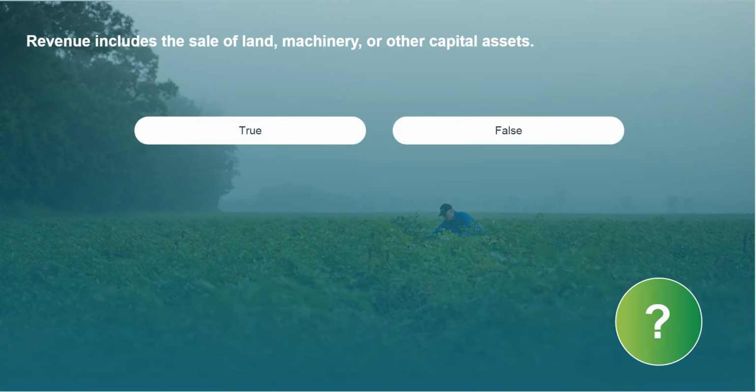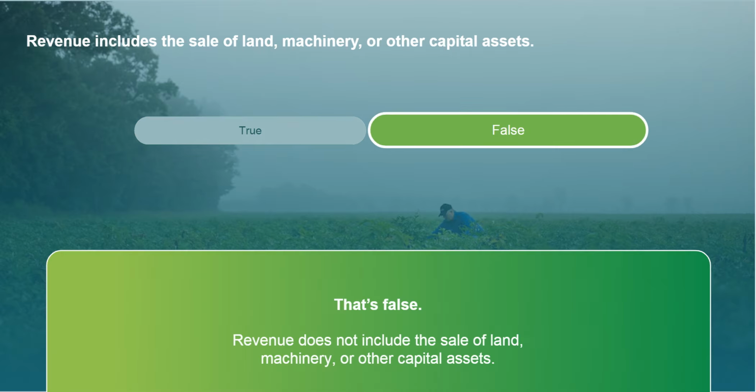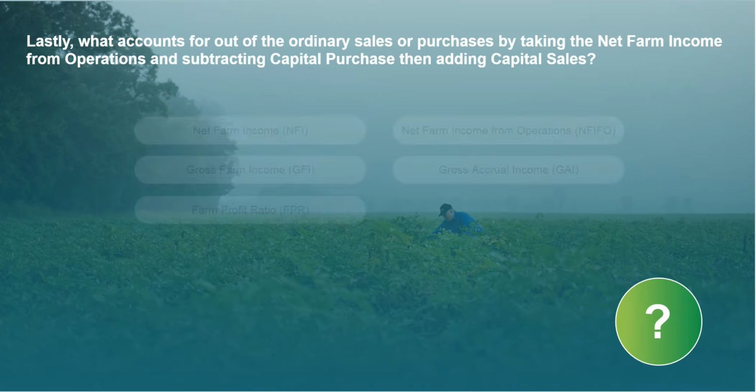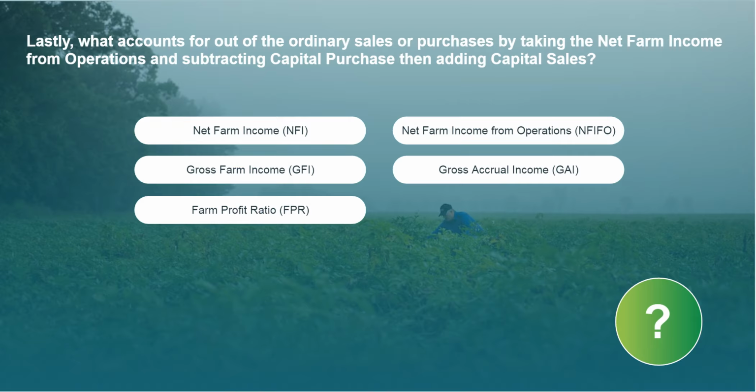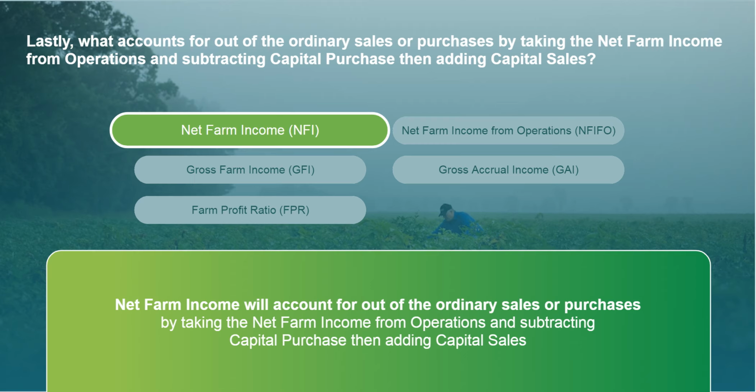Revenue includes the sale of land, machinery, or other capital assets. That's false. Revenue does not include the sale of land, machinery, or other capital assets. Lastly, what accounts for out-of-the-ordinary sales or purchases by taking the net farm income from operations and subtracting capital purchases, then adding capital sales? Net farm income will account for out-of-the-ordinary sales or purchases by taking the net farm income from operations and subtracting capital purchases, and adding capital sales.